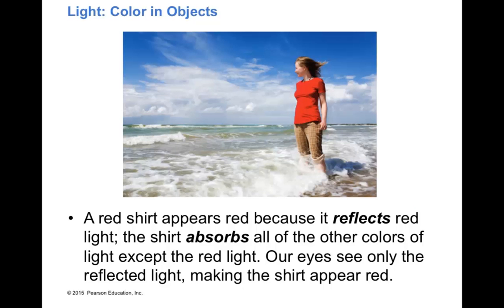A red shirt appears red because it reflects red light. The shirt absorbs all of the other colors of light except the red light. So when you see a piece of cloth or anything that has color, that material absorbs all the other colors with the exception of the one that you can see. Our eyes see only the reflected light, making the shirt appear red in this case, and this girl on the beach. Whenever you see a blue jean, it is because that material absorbs all the light but reflects just the blue.